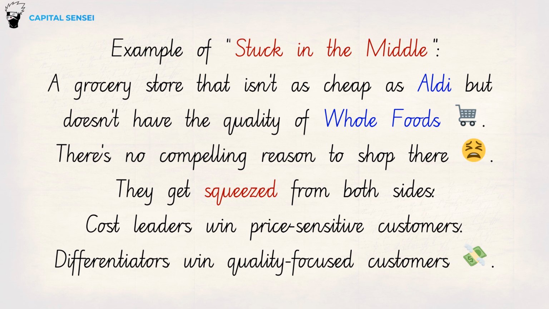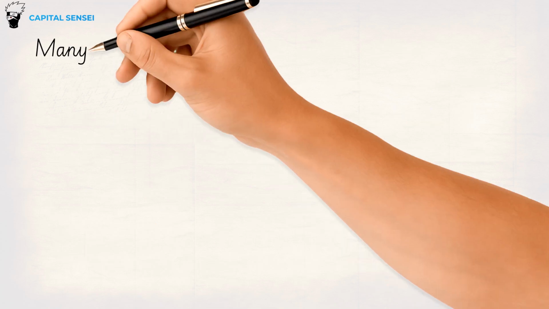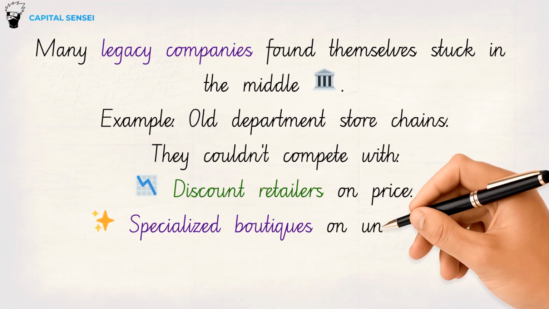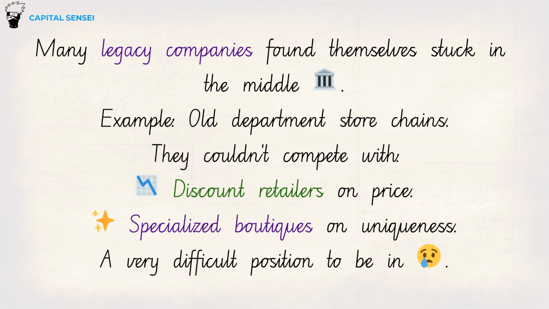In Porter's view, companies that are stuck in the middle are almost guaranteed to have low profitability. They are getting squeezed from both sides. The cost leaders will win the price-sensitive customers, and the differentiators will win the customers who are willing to pay more for quality or features. The company in the middle gets the leftover customers, and its margins are constantly under pressure. Many legacy companies, like some old department store chains, found themselves stuck in the middle, unable to compete with both discount retailers and specialized boutiques.